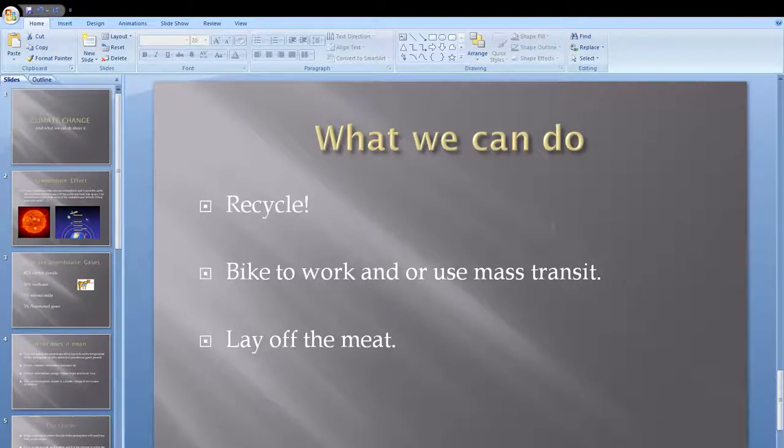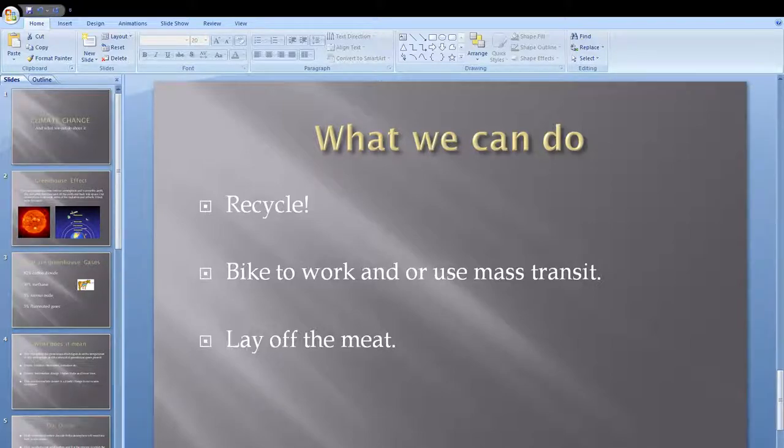So what can we do? We can recycle. Recycling really helps reuse materials that have already used fossil fuels to be created. So if we recycle, we will be saving on fossil fuels. Same as biking to work and saving on gas or using mass transit.